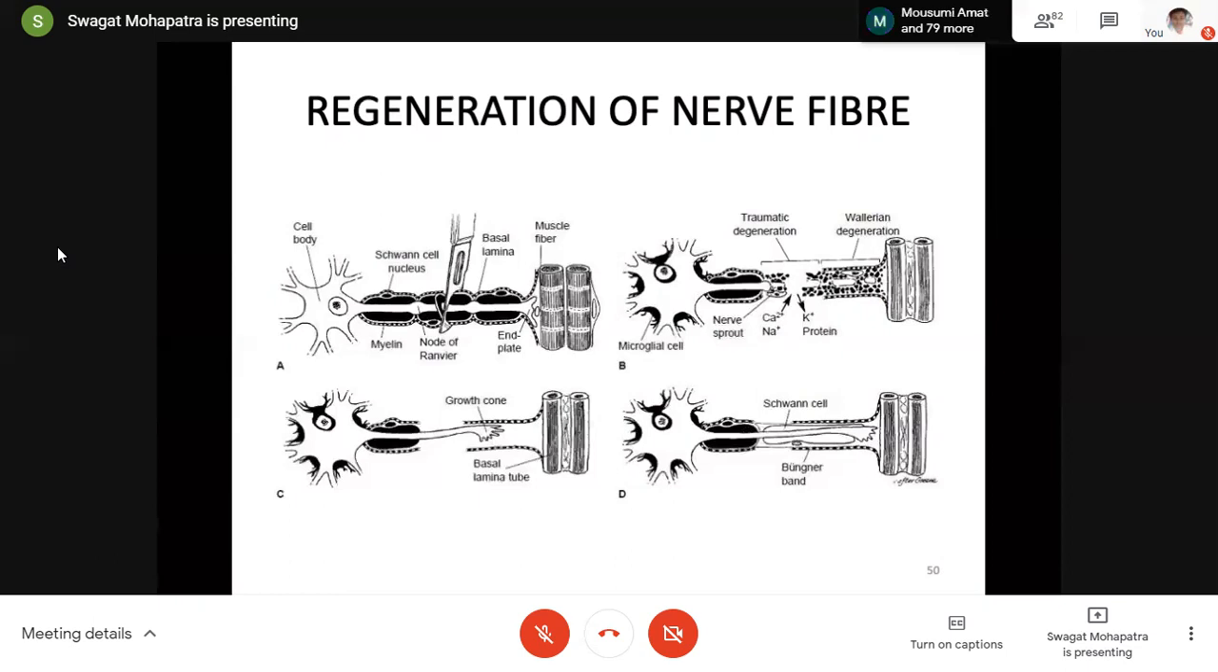In spinal cord injury, if somebody meets with an accident and the spinal cord is injured, in that case it takes a lot of time for the functioning of the body to come back, because there is continuous production of the nerve sprout and the growth cone, and the axons are regenerated. But if the cell body is damaged, then there will be complete stoppage of the function.